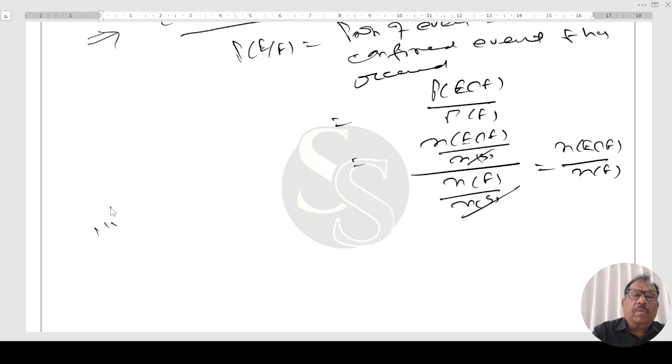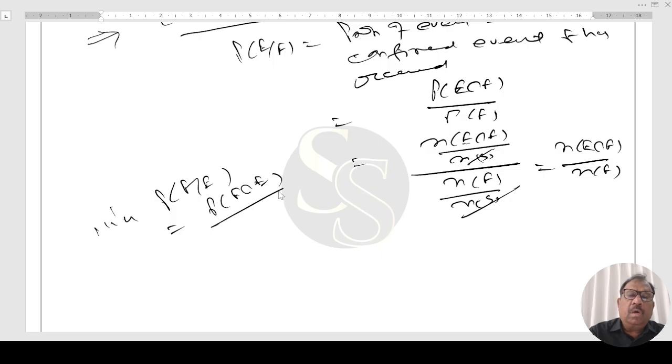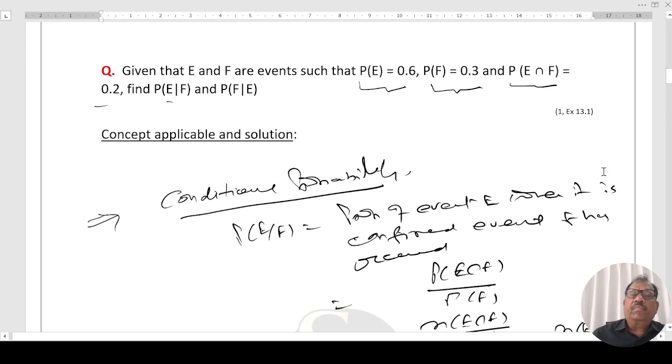Similarly, P(F|E), conditional probability of event F when it is confirmed event E has occurred, that is equal to P(F intersection E) upon P(E). The event confirmed is to be put in the denominator. Right? Now come to the question.